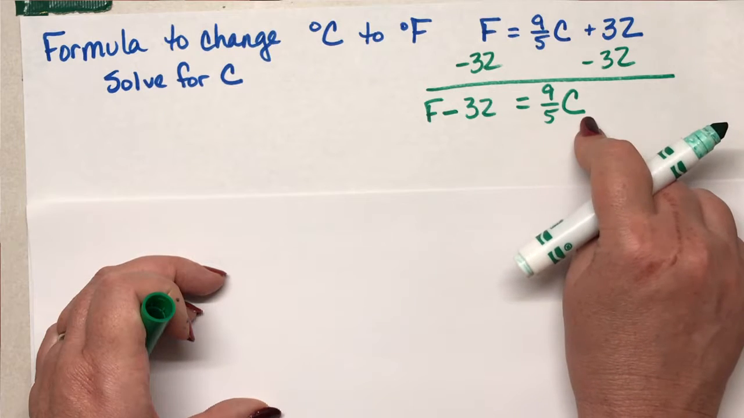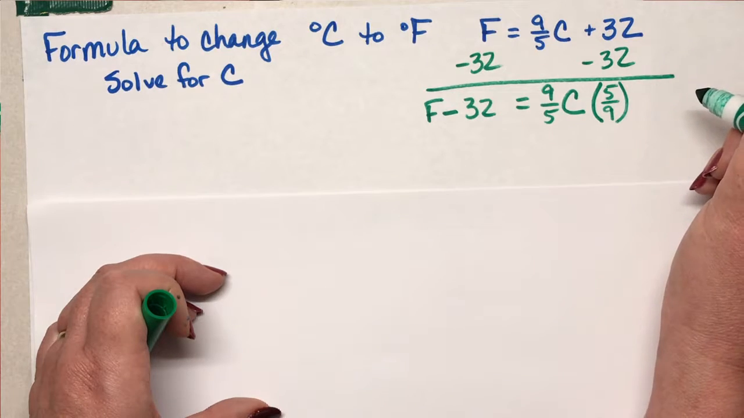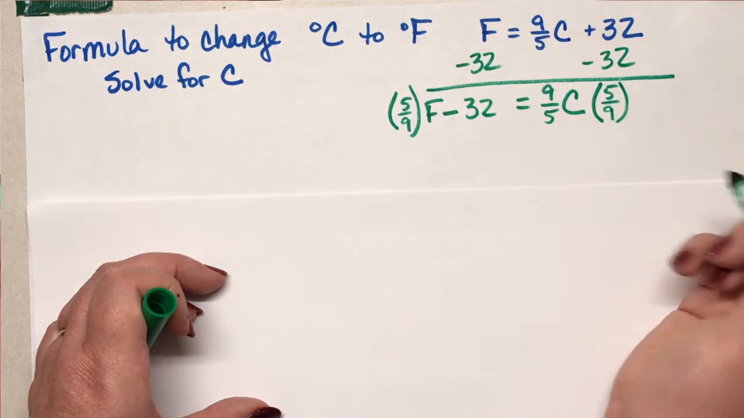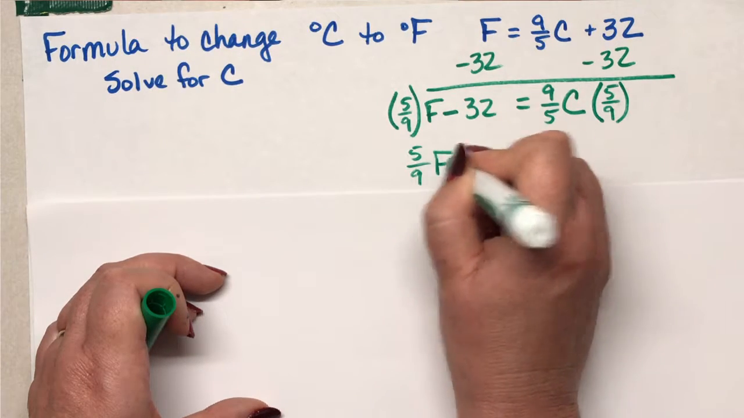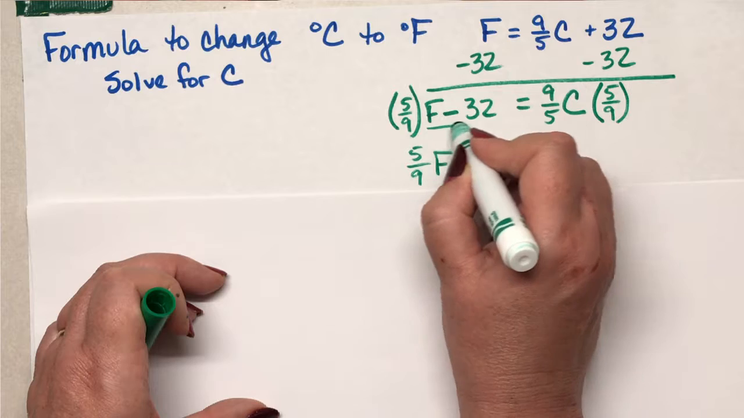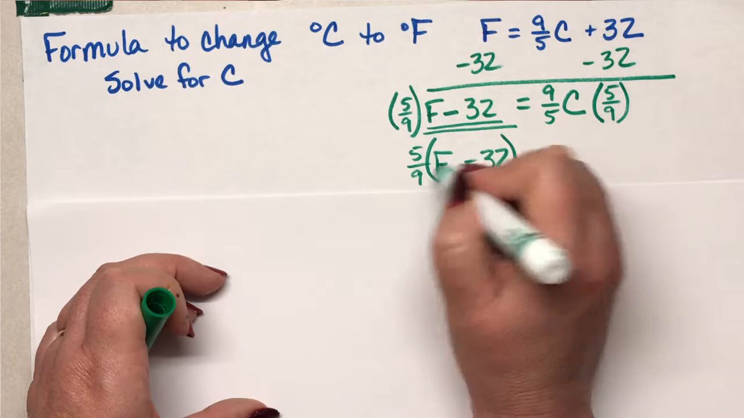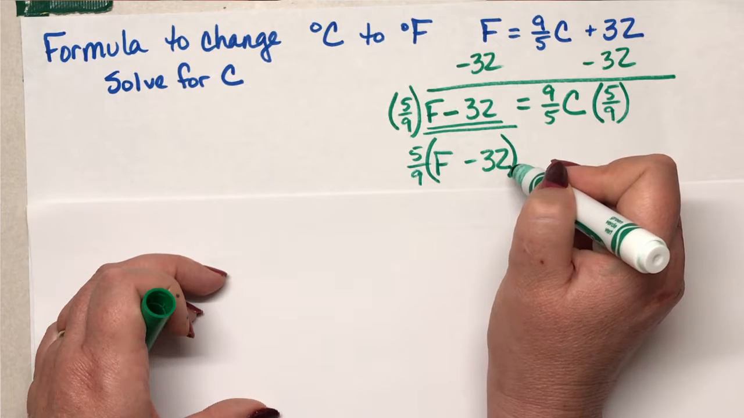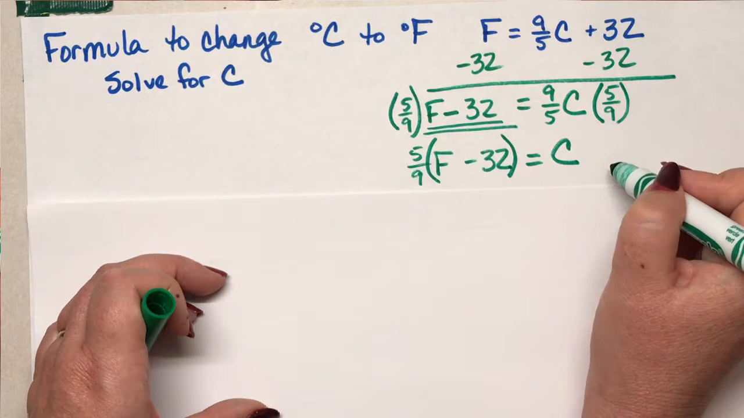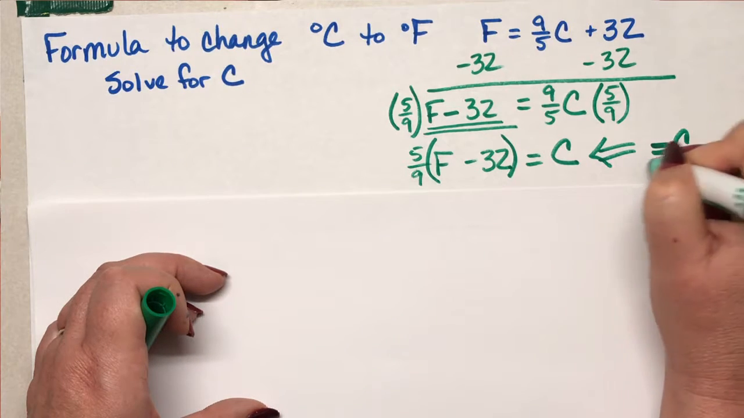I have a 9/5 multiplied to my C. In order to get rid of it, I'm going to divide, which is flip and multiply. So I'm going to multiply this side by 5/9. So now I have 5/9 times F minus 32. Now, this 5/9 gets multiplied to this whole thing, to something in parentheses, so that you can distribute that 5/9, equals C. This is your new formula. You have solved for C because your equation says equals C.